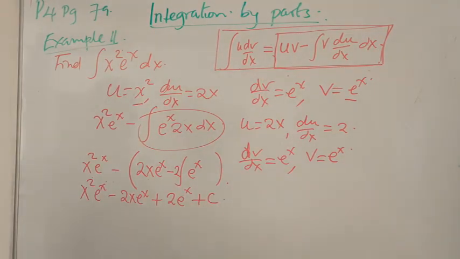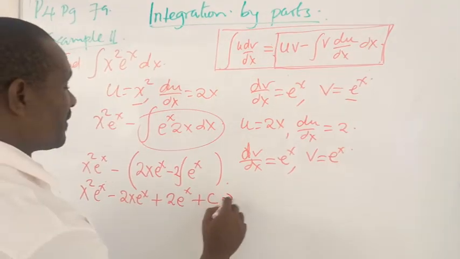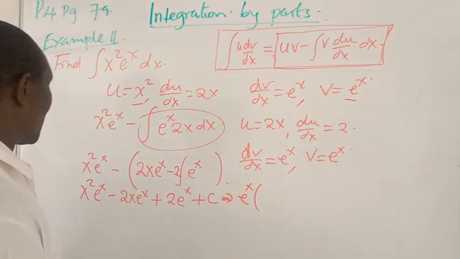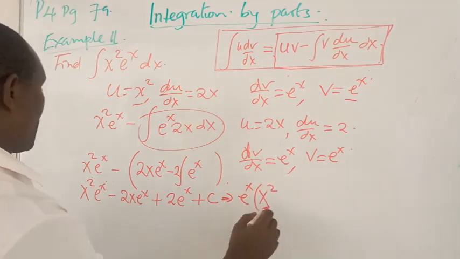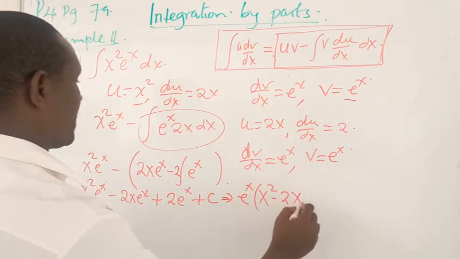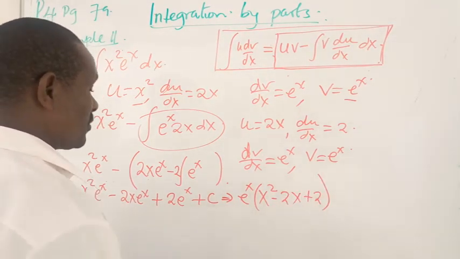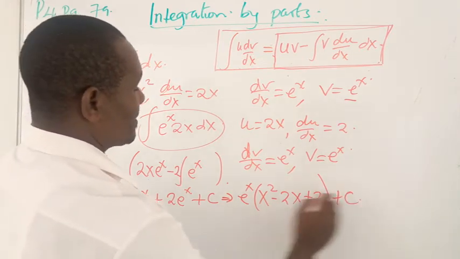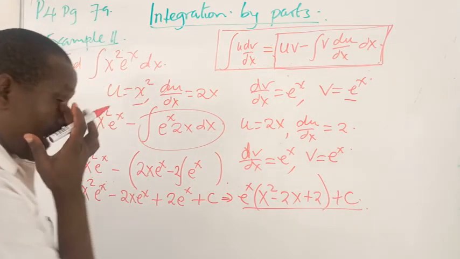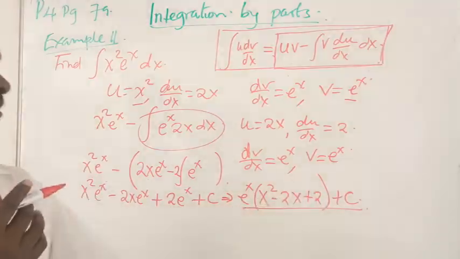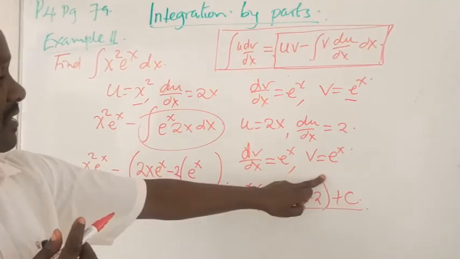And that is just like it, unless you would want to highlight what is common in the first three terms. e^x is common there, e^x is common there, and e^x is also appearing there. So you may have e raised to power x, open bracket, x squared minus 2x plus 2, close bracket, of course, plus the final constant c. And at the end of the day, that would be the final submission to that particular question.